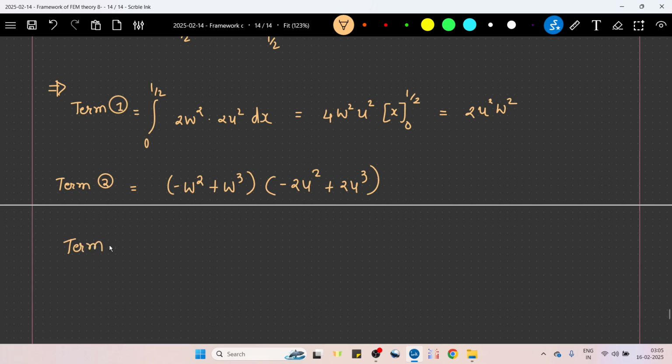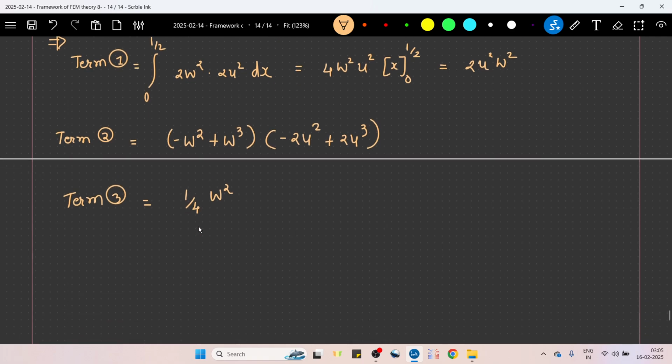Then term 3 is equal to, I will get 1 by 4 w2. This you can take as an exercise. And term 4 is equal to 1 by 4 w2 plus 1 by 4 w3. So now I will just club this. We know the equation term 1 plus term 2 is equal to term 3 plus term 4.